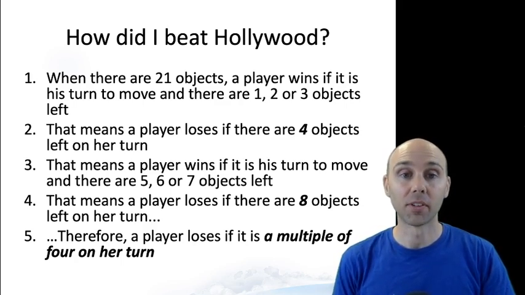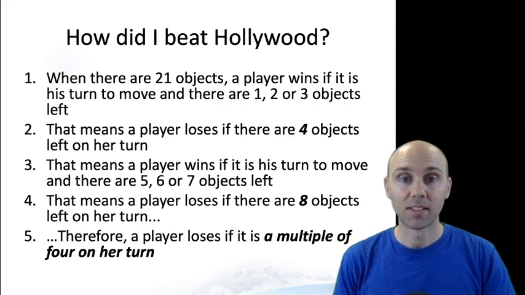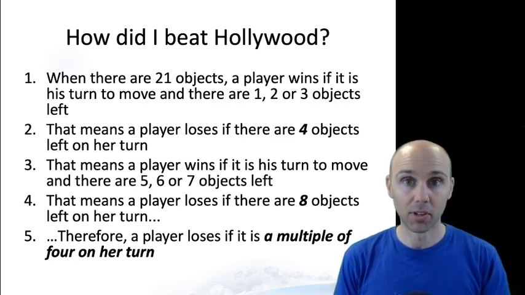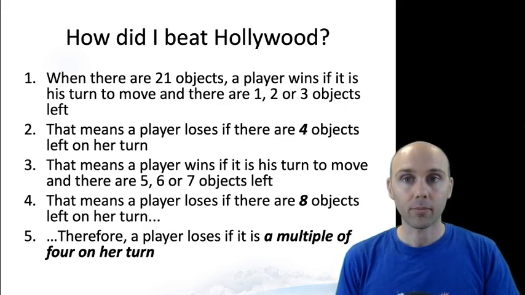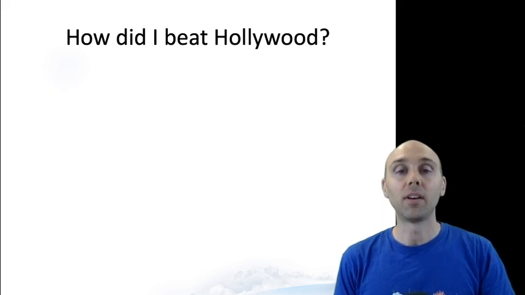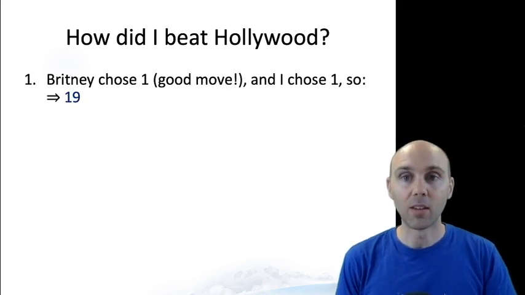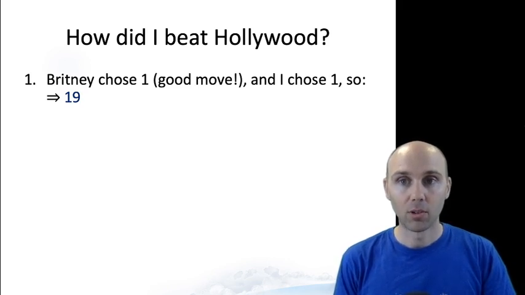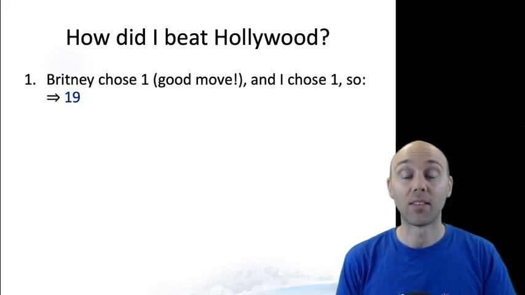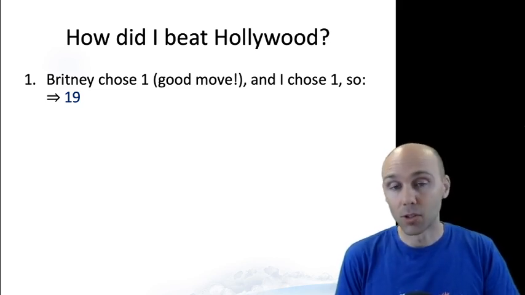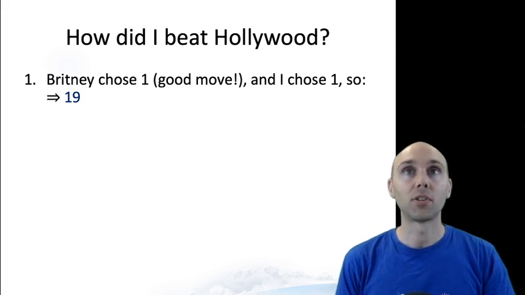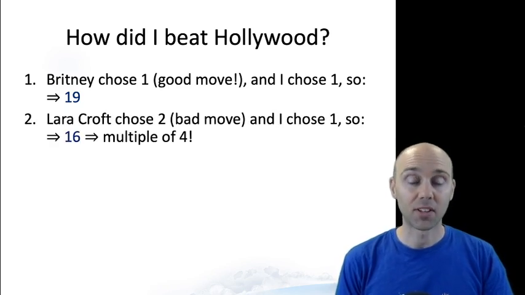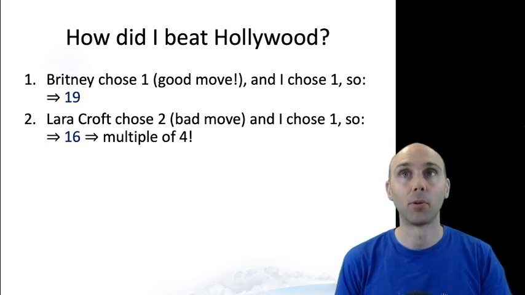If you keep going, you'll see that 12 is a losing number, 16 is a losing number when it's your turn to move. Anything that's a multiple of 4. So 20 is a losing number. And actually, Brittany chose very well. She said, hit me one more time, took us from 21 to 20, and that's the right play. I then chose 1, took us to 19, and then Tomb Raider Lara Croft should have chosen 3 to get me to 16. Remember, multiples of 4 are bad.